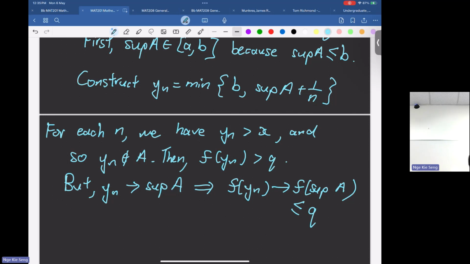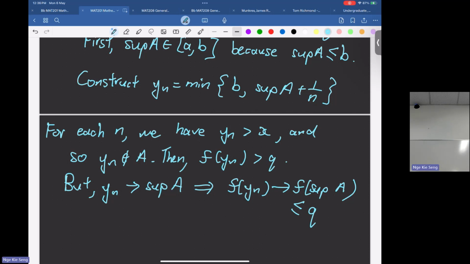Okay. But you have something that's always greater than Q. Can you converge to something less than Q? If it converges to something less than or equal to Q, it should really converge to Q. It cannot converge to something strictly less than Q. You get what I mean?